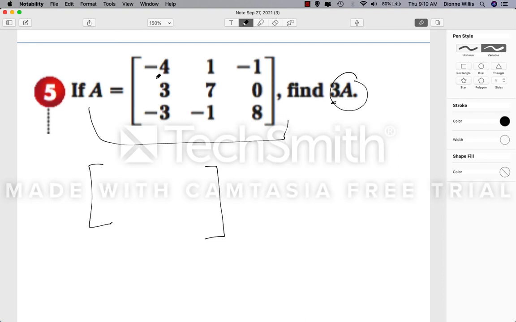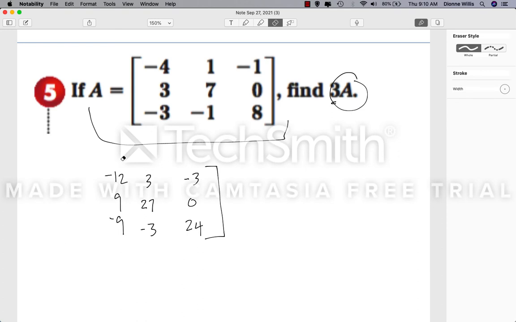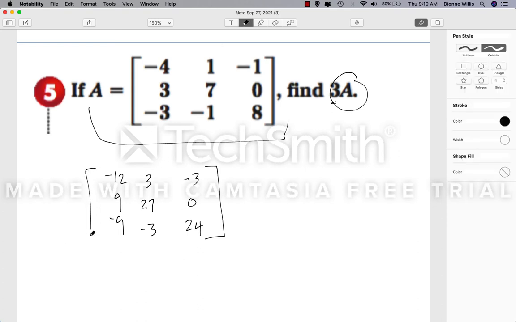Let's have fun. 3 times negative 4 gives me a negative 12. 3 times 3 is 9. 3 times negative 3 is a negative 9. So we've done the first column, and we'll go on to the second, where we get 3, 27, negative 3. And here in the final column, we get negative 3, 0, and 24. And so that kind of fell out of there. Let me make sure it's all fitting. That is the result of scalar multiplication on that matrix.